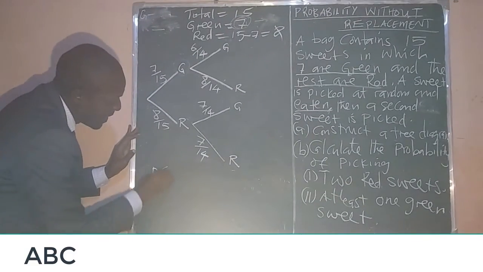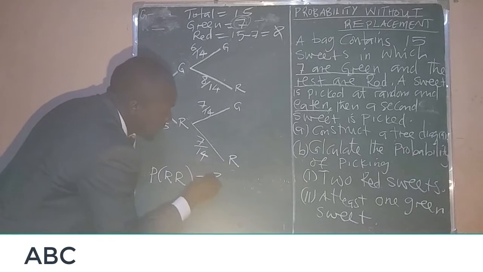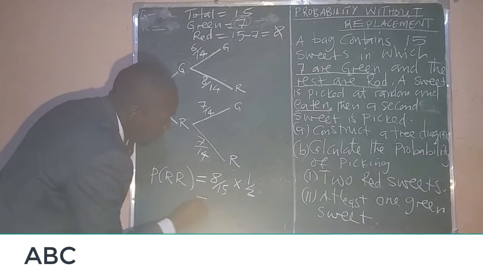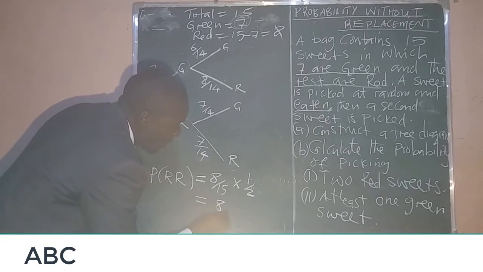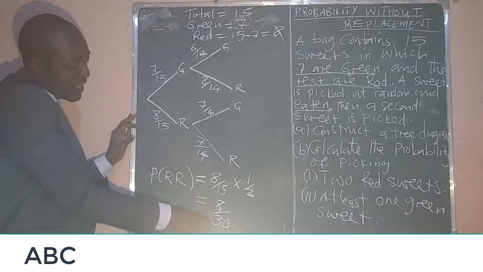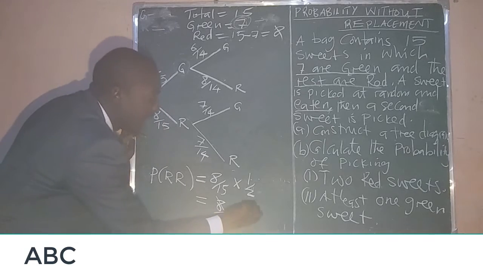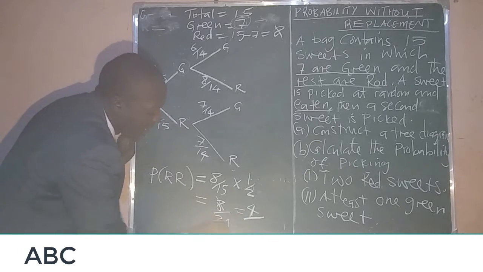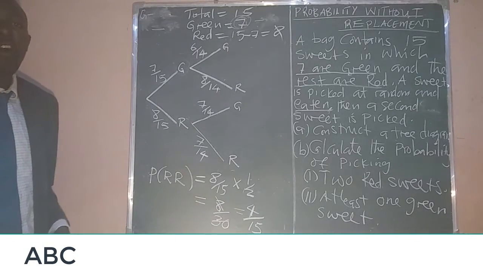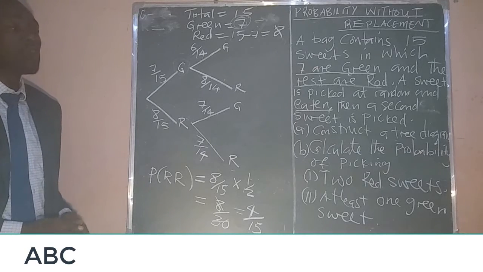The probability of red is going to be 8 over 15 times half, which will give you 8 over 30. And so we have a number that can go into both, which is a 2. 2 into 8 is 4, and 2 into 30 is 15. So what we have here is the probability of picking 2 red sweets.